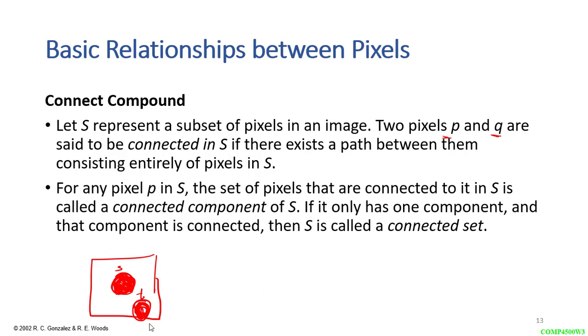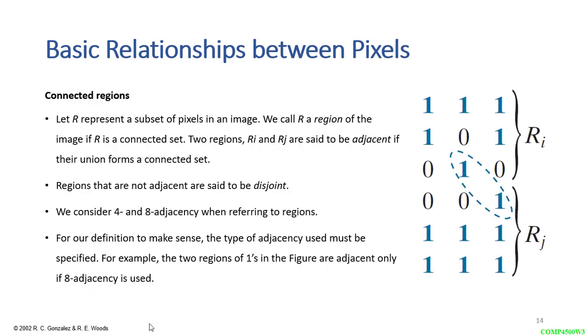These terminologies are very important because later on we want to define objects within an image. How do we define them? If there is a connecting path between two pixels, this means that these objects are connected. Connected regions, as you can see here, we have region Ri and we have region Rj. We can say that these two regions are connected if there exists a path between them. Regions that are not adjacent, meaning they are not beside each other, are called disjoint. Here we consider 4 and 8 adjacency when referring to regions, no M adjacency.